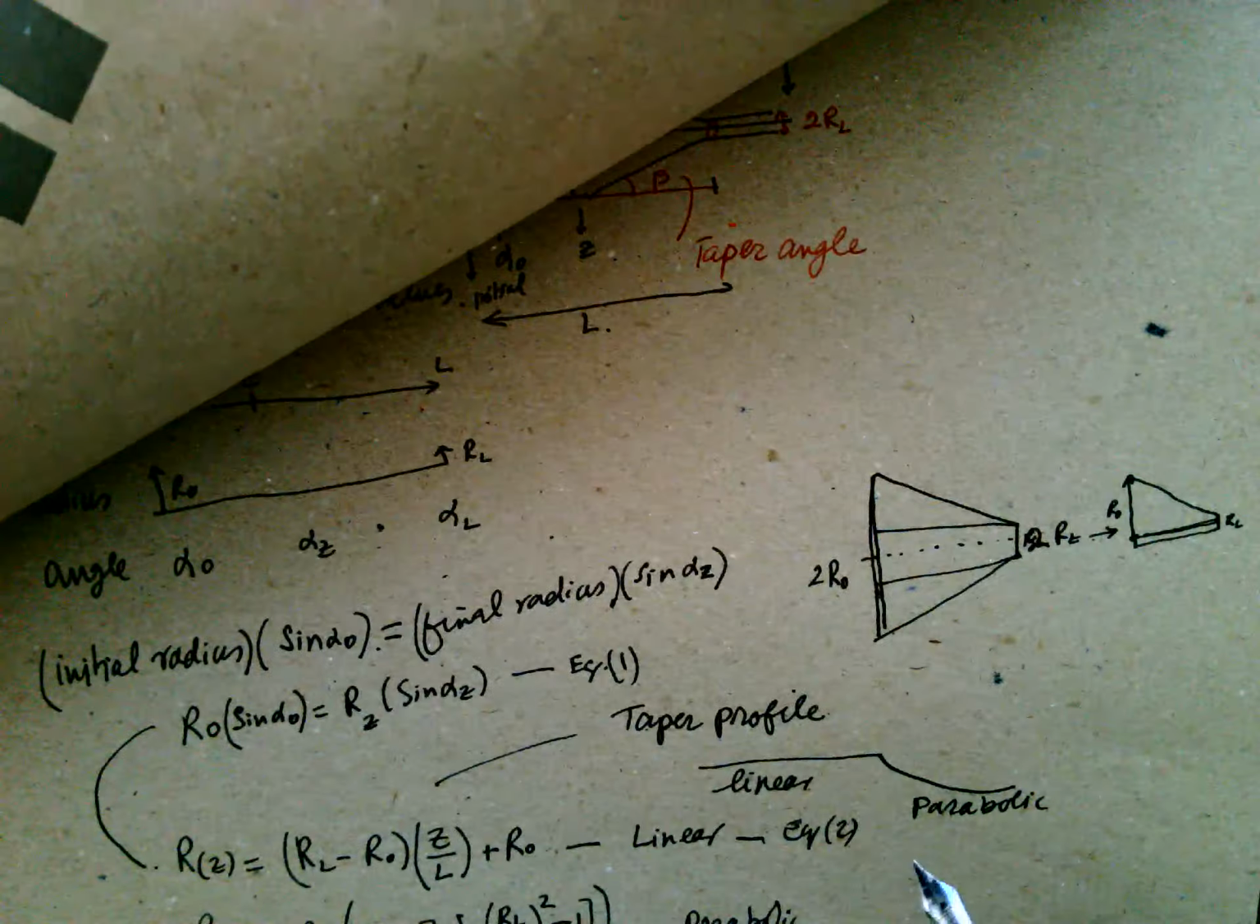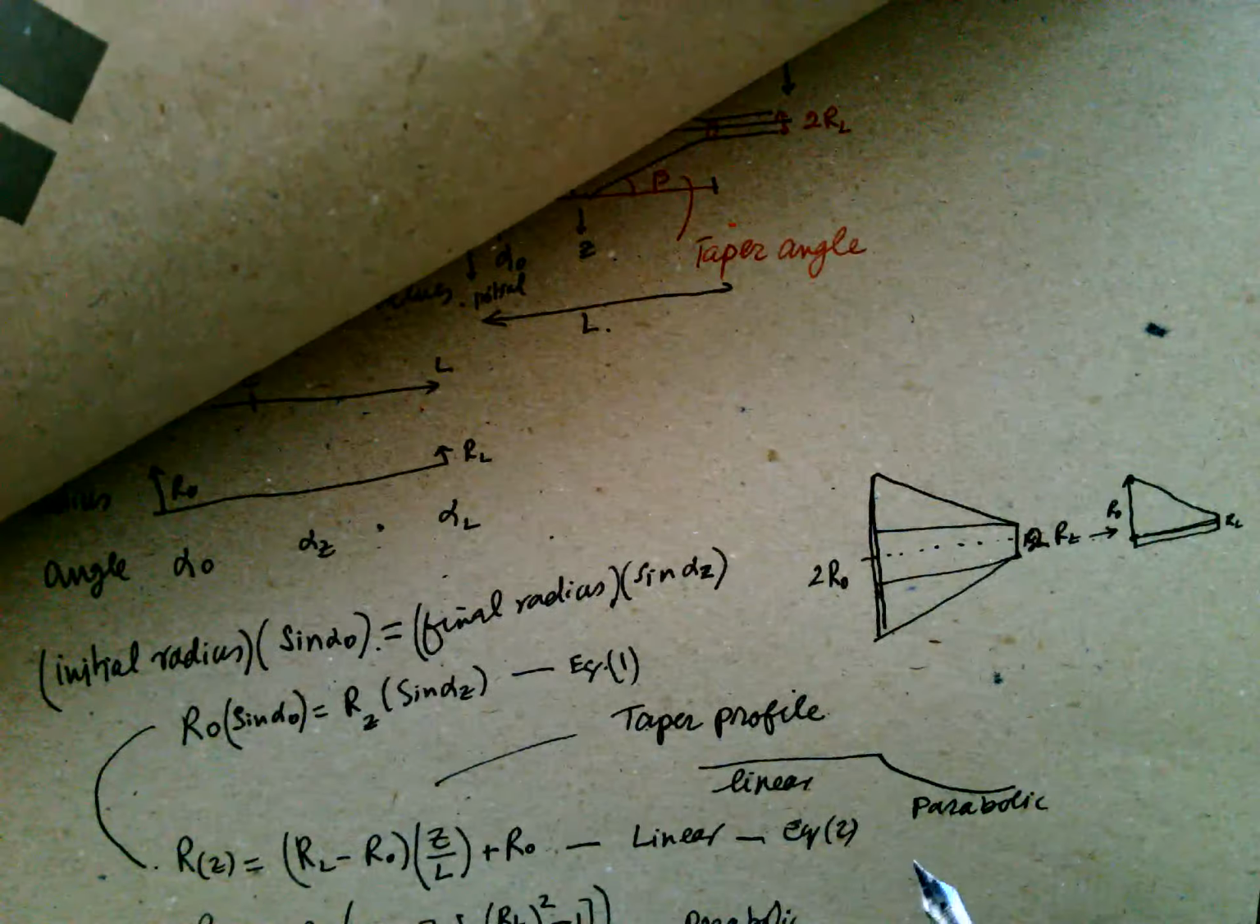The incident angle at the core-cladding interface is given by this, and also the taper angle. The taper angle is given by the arctangent of R naught minus R L over L. The incident angle is 90 degrees minus alpha z plus the taper angle. So this is alpha naught, this is alpha z, and this is the taper angle. The incidence angle is pi by 2 minus alpha z plus the tapering angle.